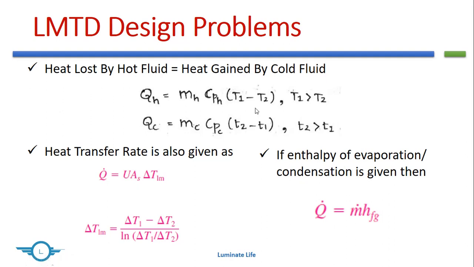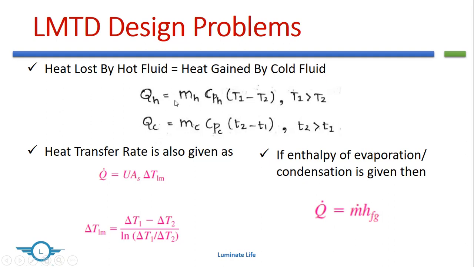So you will be given the same temperature, so you cannot find QH by mH CPH (T1 minus T2), which will equate to 0. In such cases you will have to find the heat transferred, Q dot, as a product of mass flow rate and latent heat of fusion or vaporization. And the thing to remember is that all these heat values will be the same.